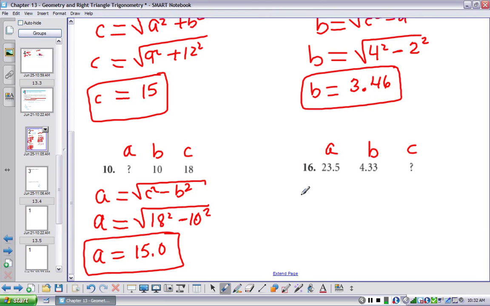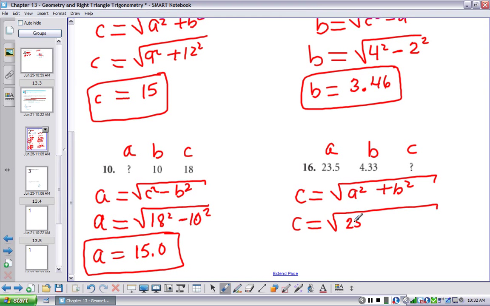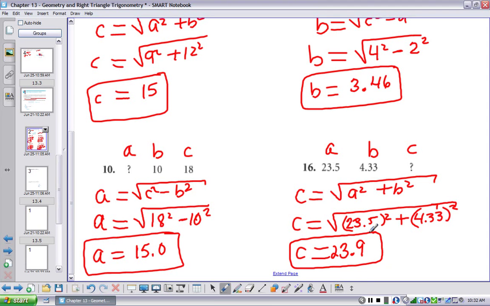Number 16, again, we're looking for C. It's the square root of A squared plus B squared. And here we're dealing with decimals. So it's 23.5 squared plus 4.33 squared. If you take the square root of that and go to 3 significant digits, you get 23.9.